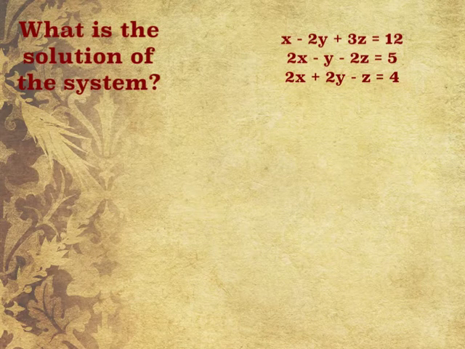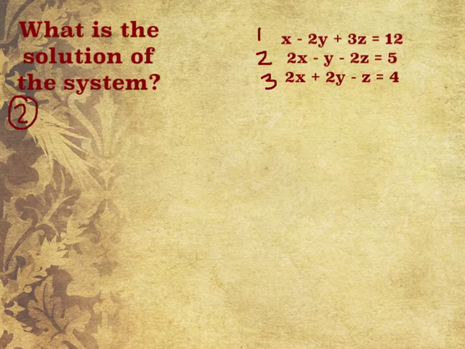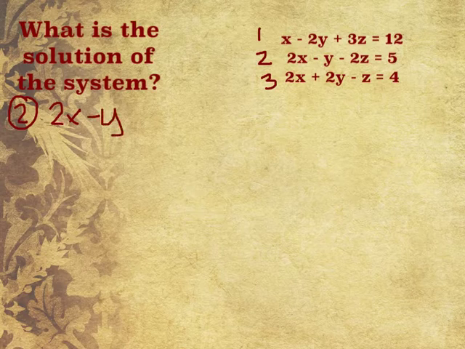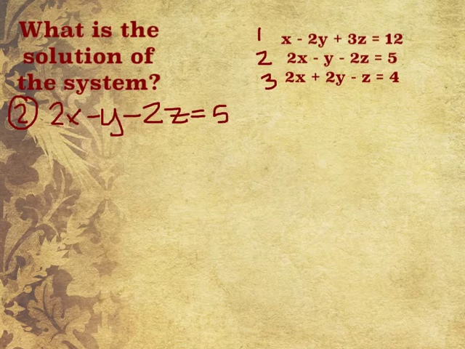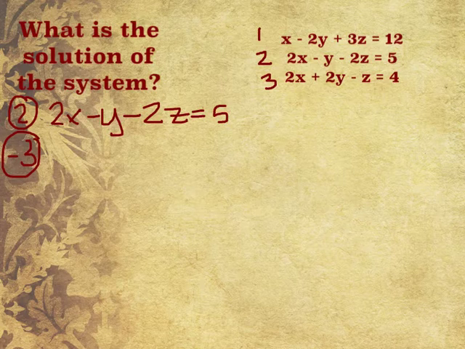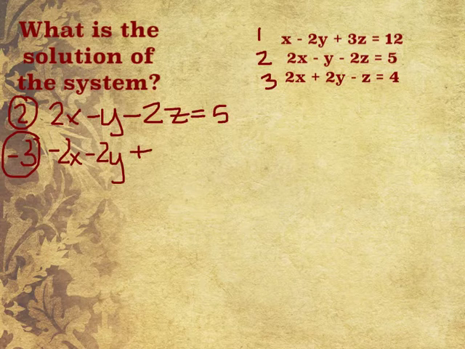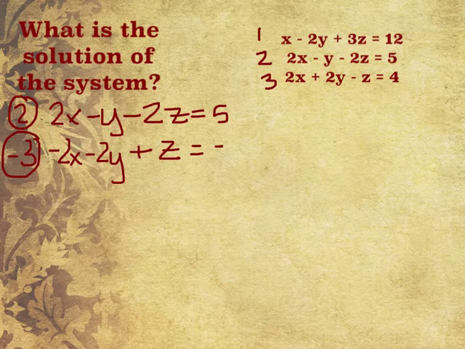So to start things off, I'm going to pick two equations. Let's go ahead and number these 1, 2, and 3. I want to look for one that I can easily cancel out the variable. I see that I already have 2x and 2x, so I'm going to take equation 2, which is 2x minus y minus 2z equals 5. And then I'm going to take equation 3, but I'm going to multiply it by a negative. So I'll have a negative 2x minus 2y plus z equals negative 4.